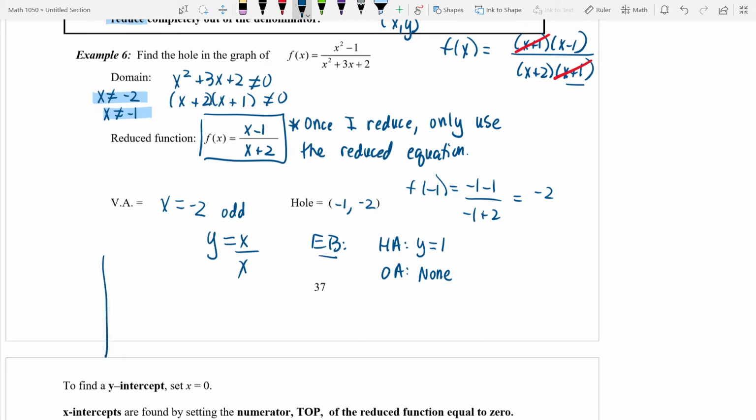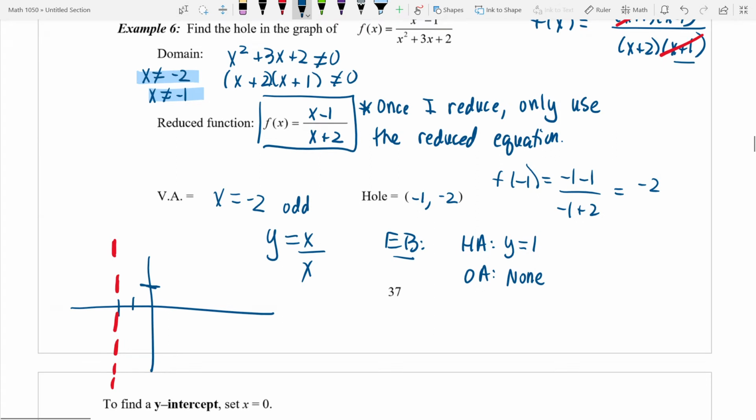Okay, xy axis. Come over to a -2. Dash in a vertical asymptote. Then you have a horizontal asymptote at y equals 1. So come up 1, and then I want you to dash in a horizontal asymptote like that. You also have a hole at -1, -2. So that would be like that.